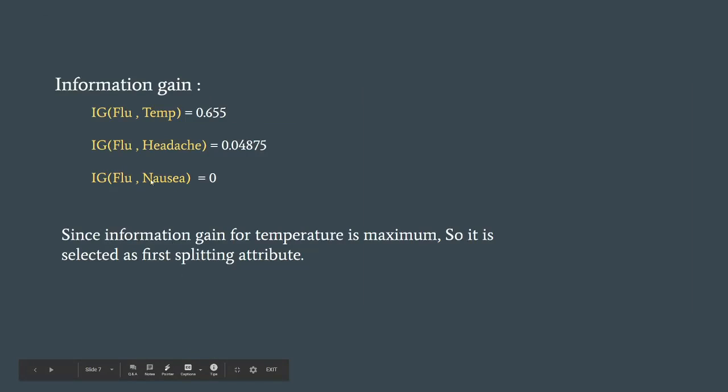So as we get information gain for all of these, we see that we have the highest value for information gain on flu from temperature. Since information gain from temperature is maximum, it is selected as the first splitting attribute.